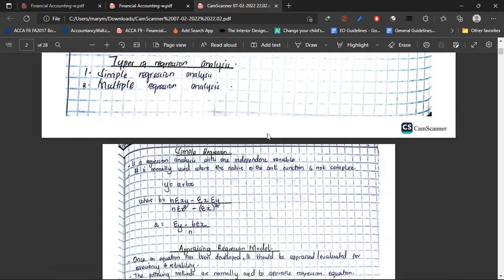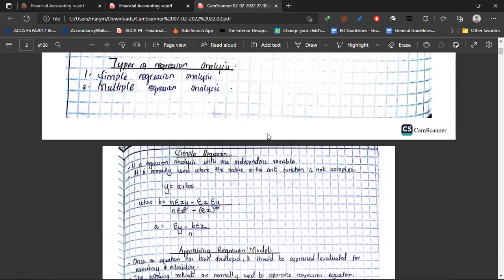But what are the types of regression that we normally have? We normally have only 2: simple and multiple. When we are discussing simple regression, it means that we are forming an equation where we are dealing with only one independent variable. You know that the independent variable is our X. It is normally used where the nature of the cost function is not complex, and that is why we say y = a + bx.